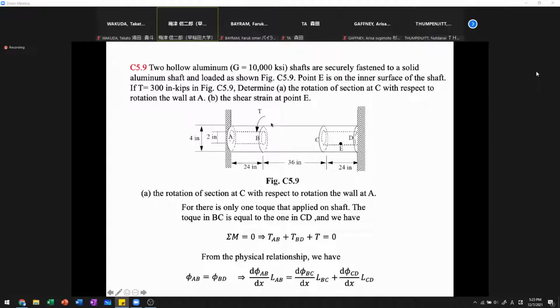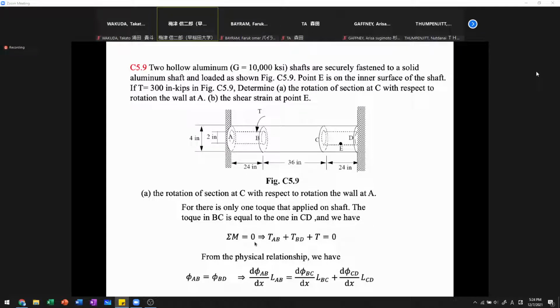So here T is applied. On the other hand, the reactive torque TAB is applied here, and reactive torque TBD is applied here. And these torques should be balanced. If they do not balance, then this structure will be twisted. However, in this case, A and D are completely fixed, so the total moment must be zero.